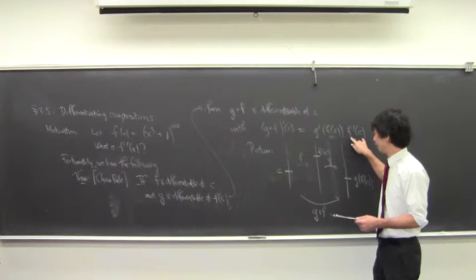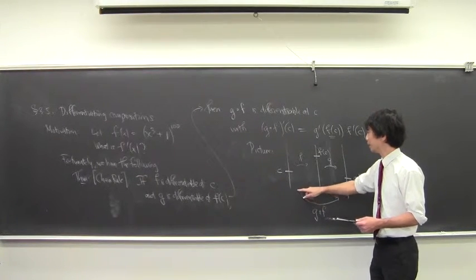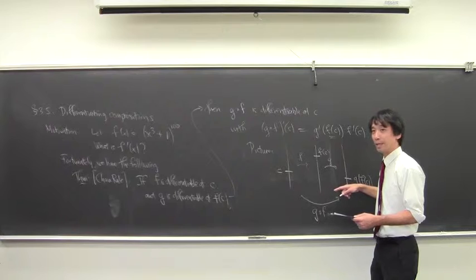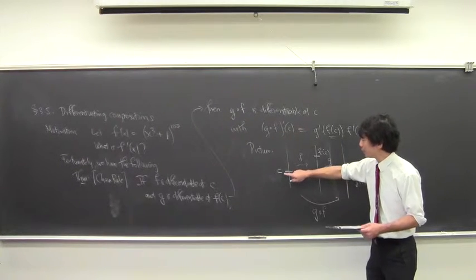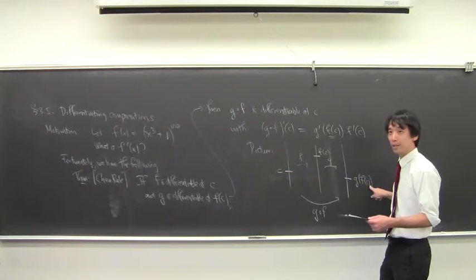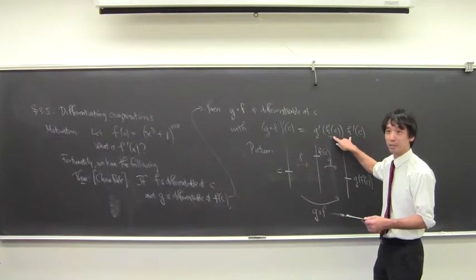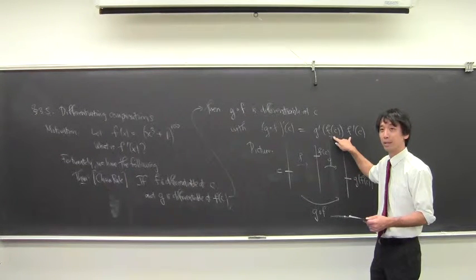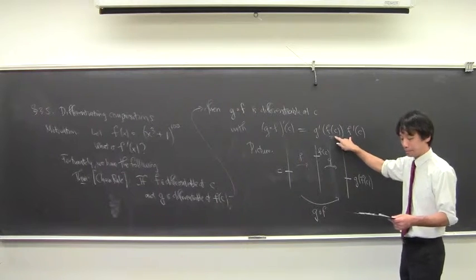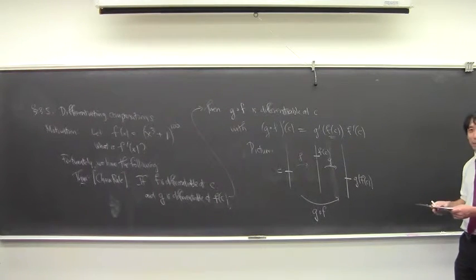Okay. So this is the composition map, right? The composition map is going to take c to g of f of c, right? But its derivative is the product of the derivatives along the way. In one second, this will become clear.